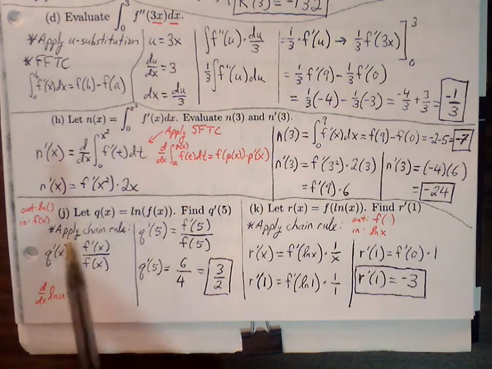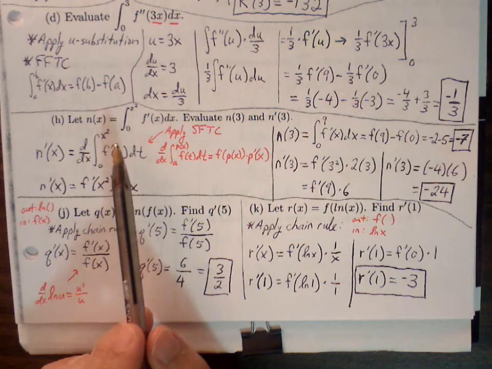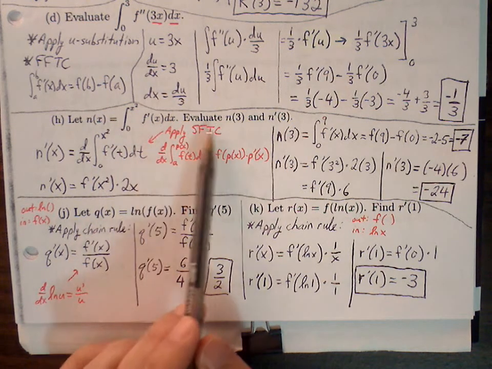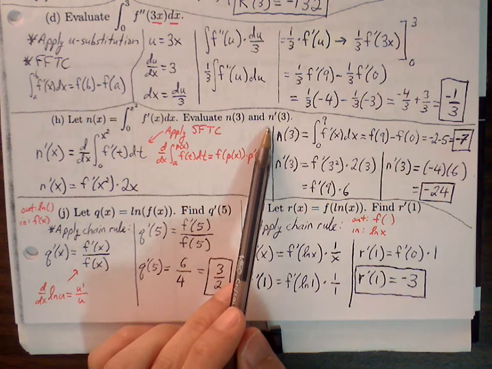All right, last few here. Let n of x equal the definite integral from 0 to x squared of f prime. Evaluate n of 3 and n prime of 3.